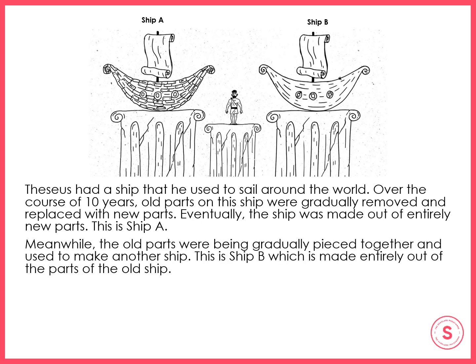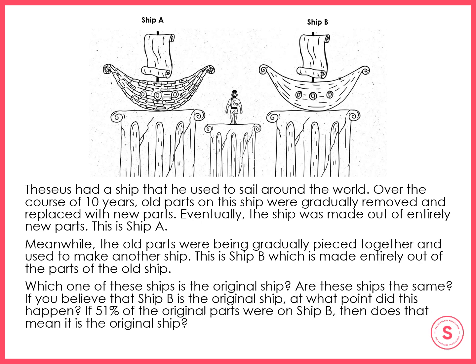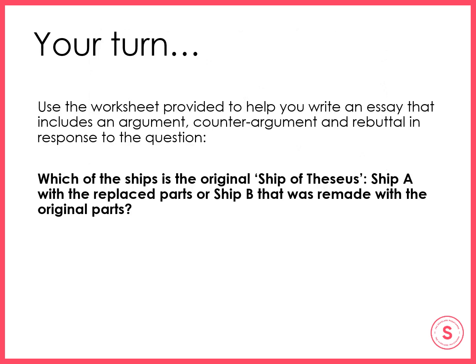This is ship A. Meanwhile, the old parts were being gradually pieced together and used to make another ship. This is ship B, which is made entirely out of the parts of the old ship. The question is, which one of these ships is the original ship? Are these ships the same? If you believe that ship B is the original ship, at what point did this happen? If 51% of the original parts were on ship B, then does that mean that it's the original ship at that point in time?